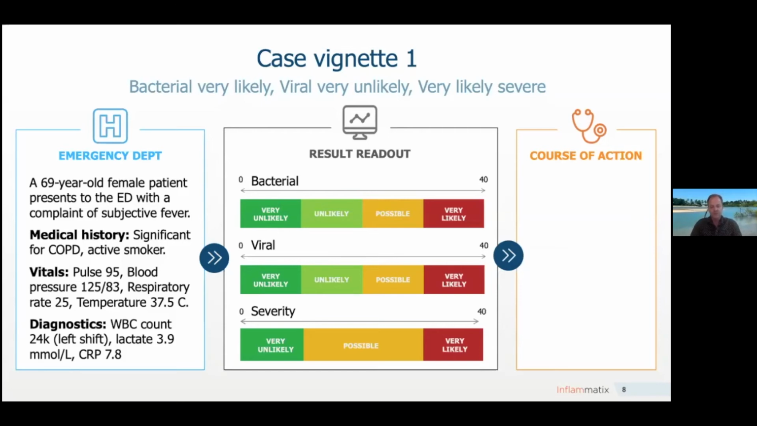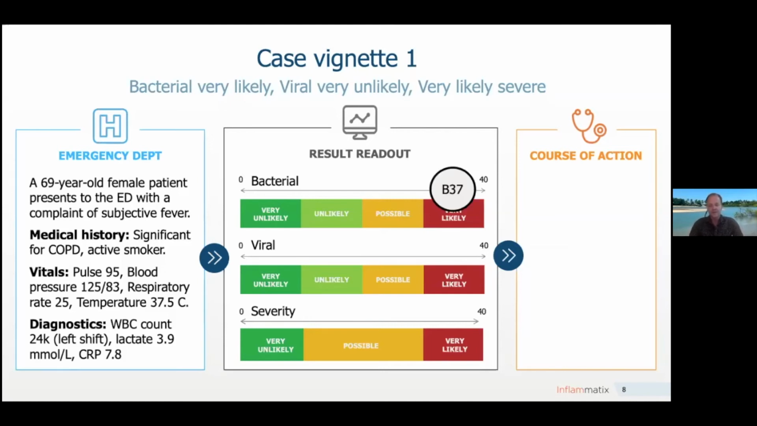You would probably consider a multitude of different differential diagnoses. You would order a battery of different tests, and you may have the patient undergo a couple of procedures to figure out the true diagnosis. So let's think about the result readout that could come back from a host response test, as we discussed.